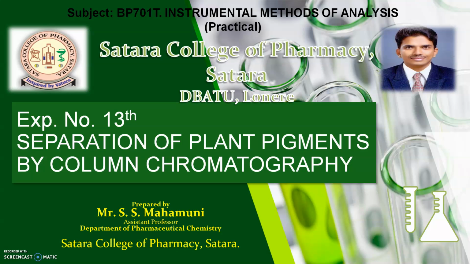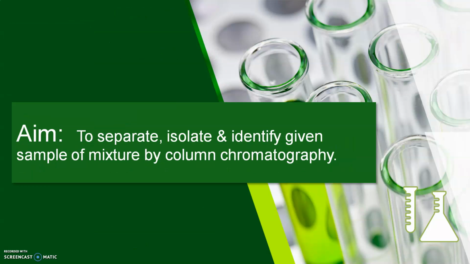Today we are going to see the practical of the subject Instrumental Methods of Analysis, that is experiment number 13, nothing but separation of plant pigment by column chromatography. So we will start with the first, that is the aim. The aim is to separate, isolate and identify a given sample of mixture by column chromatography.